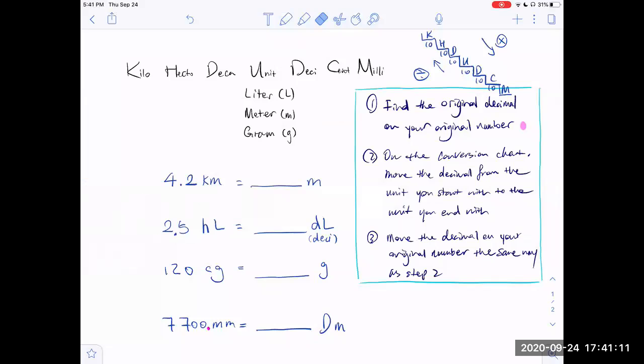Hello students, in this video I'm going to show you how to do a unit conversion. As you can see in the middle, we have our basic units. We have liter for volume, meter for length, and gram for weight.